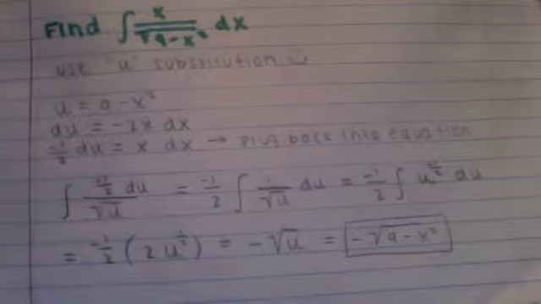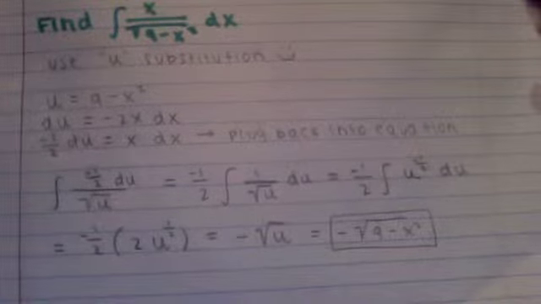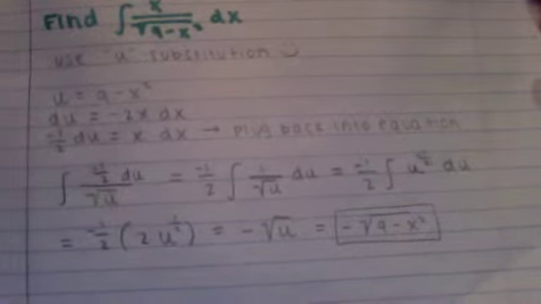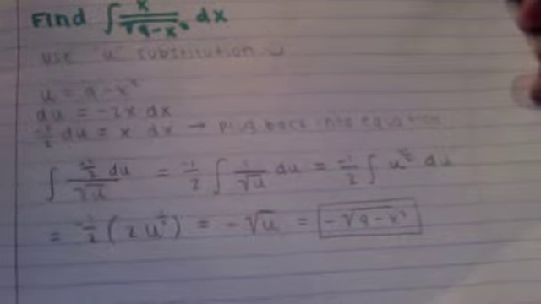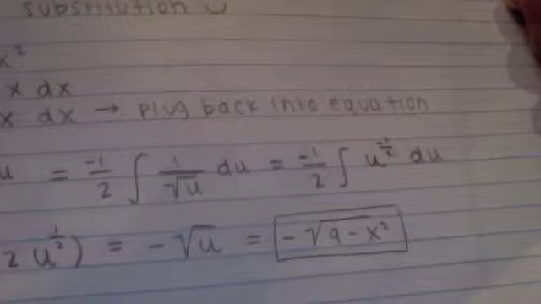So first you should substitute 9 minus x squared for u, and then take the derivative, so du equals negative 2x dx. And then you have negative 1/2 du equals x dx. Then you plug that back into the equation, and you get negative 1/2 over the square root of u du. And then you can simplify that all the way to over here. So it simplifies out to negative 1/2 of the integral of u to the negative 1/2 du.